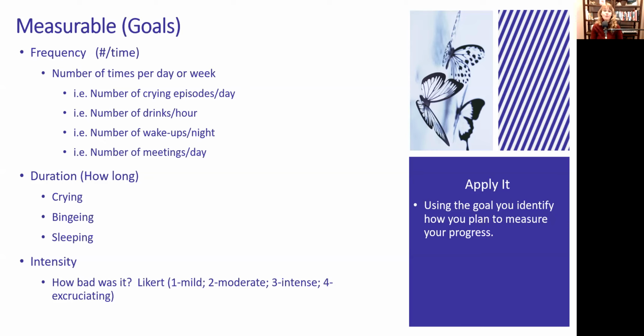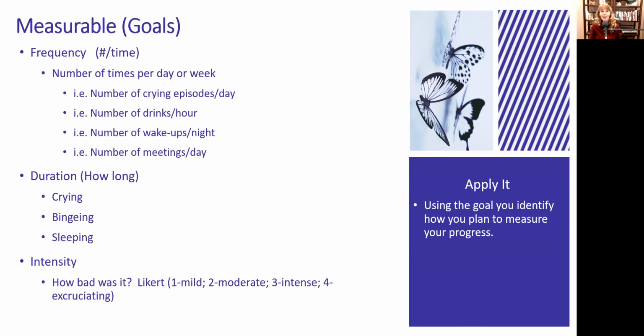So there are a lot of different ways that you can measure something, but you need to be able to observe changes. You can look at the number of times per week, for example. If you are depressed, you can look at how many times per day are you crying. If you are using alcohol, look at how many drinks you consume in an hour. If you're having difficulty sleeping, how many times do you wake up per night?